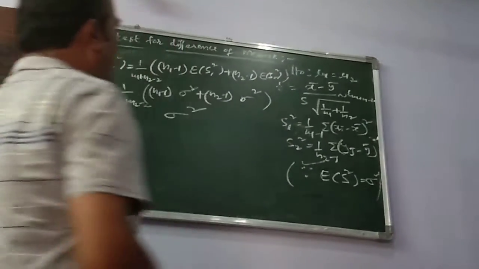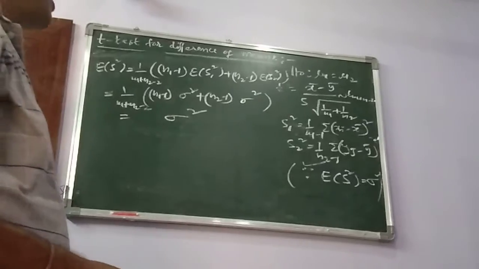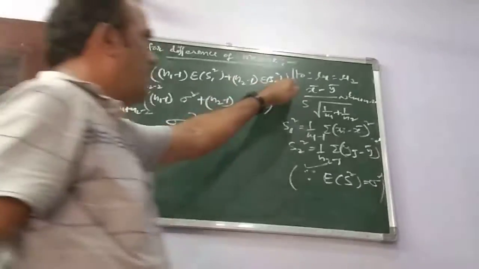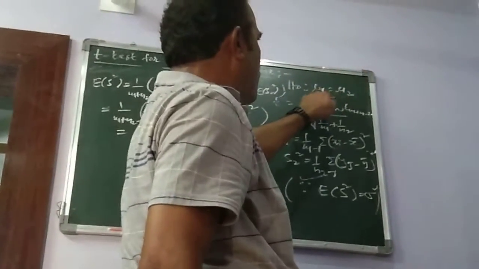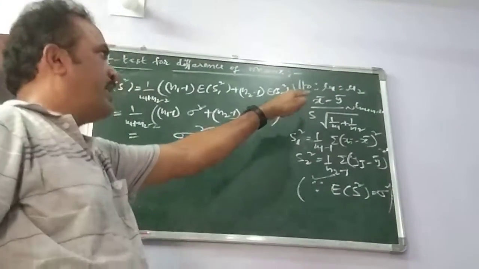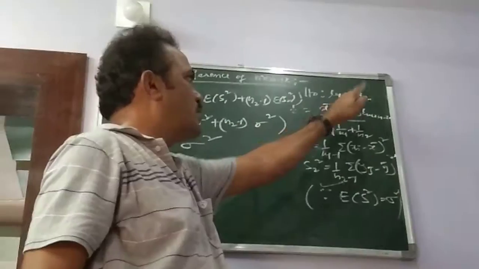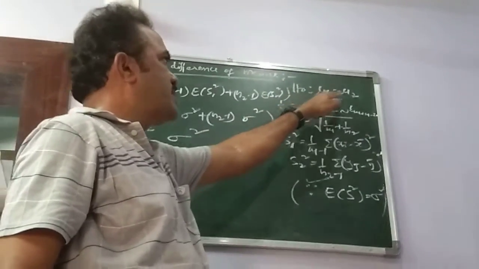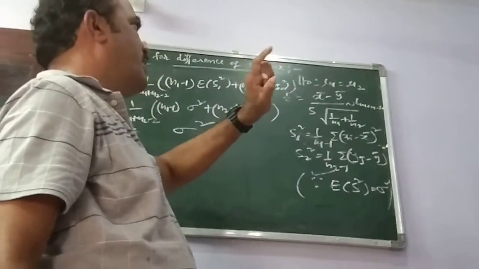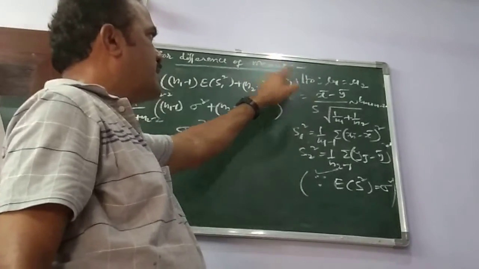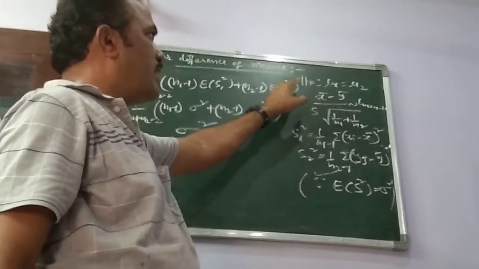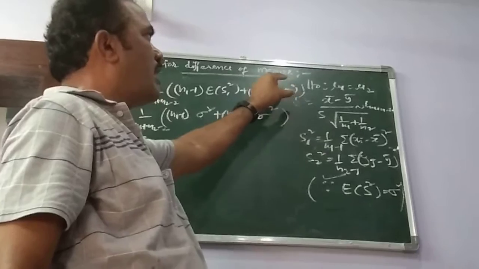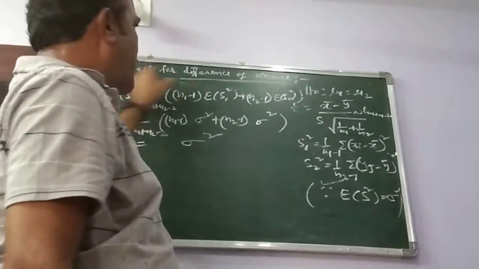The test statistic formula for the t-test for difference of means: we know the null hypothesis is mu1 equal to mu2. What is the meaning of mu1 equal to mu2? That is, there is no significant difference between the population means. We know the alternate hypothesis is mu1 not equal to mu2, or mu1 greater than mu2, or mu1 less than mu2. Any alternate hypothesis will be applicable for the particular problem.